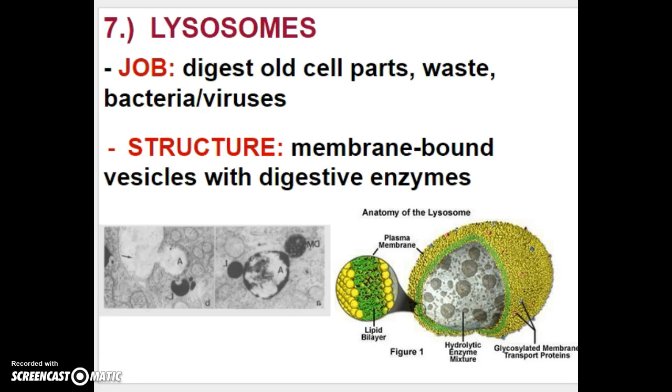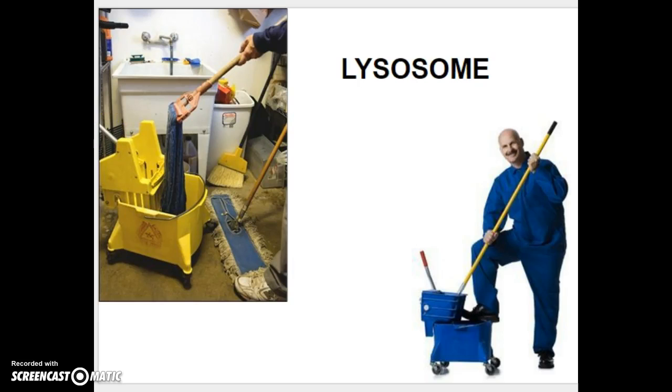The lysosomes. These are digestive organelles. They will get rid of old cell parts, any waste that's produced in the cell, or if your cell is invaded by foreign objects such as bacteria or viruses, the lysosome will digest them. They're small but mighty. They have very powerful digestive enzymes inside their membrane. So the lysosome is kind of like the janitorial or the maintenance crew of the Cells R Us factory. They clean up all the stuff so we can keep our factory running efficiently and effectively.